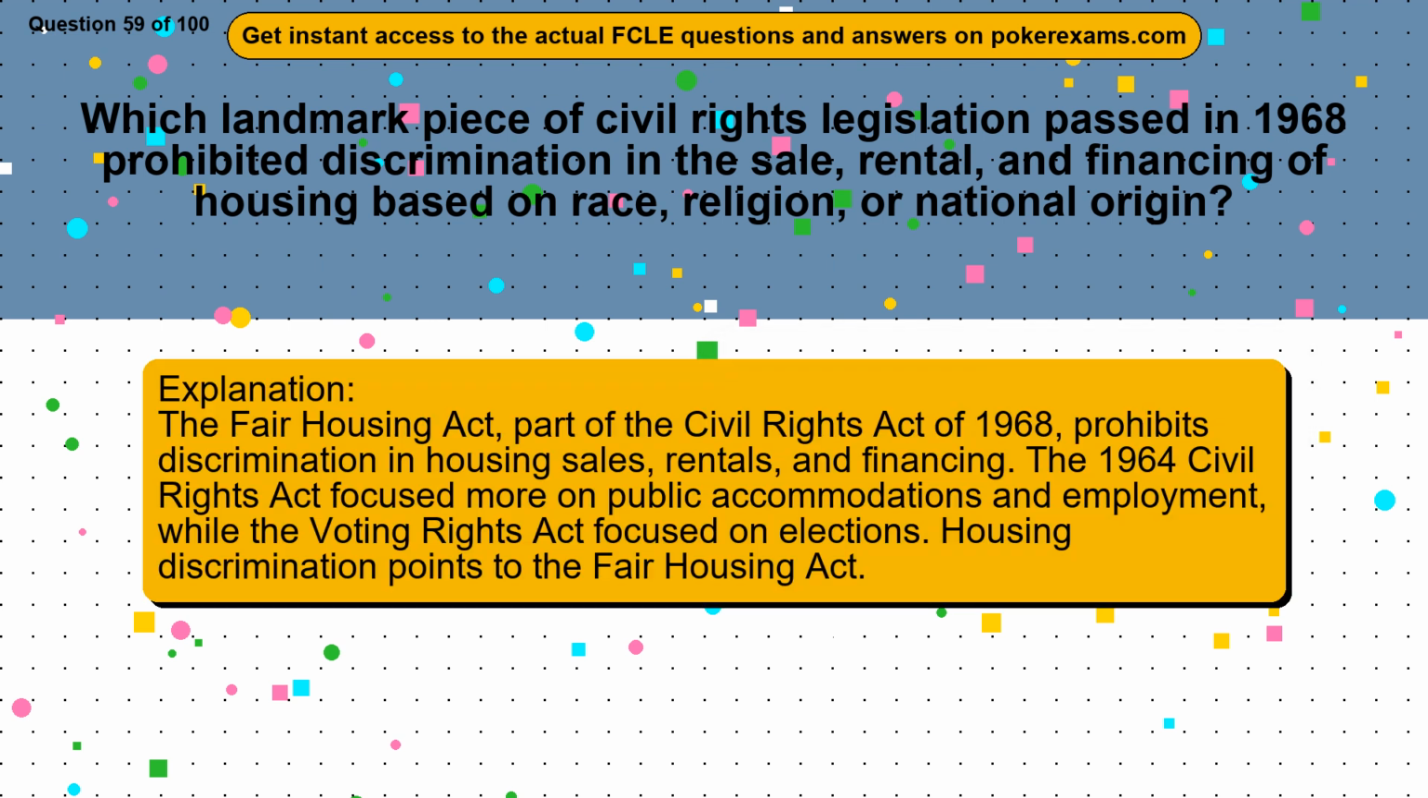The Fair Housing Act, part of the Civil Rights Act of 1968, prohibits discrimination in housing sales, rentals, and financing. The 1964 Civil Rights Act focused more on public accommodations and employment, while the Voting Rights Act focused on elections. Housing discrimination points to the Fair Housing Act.